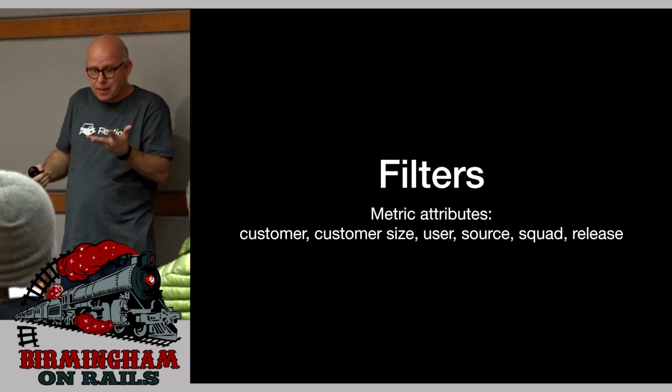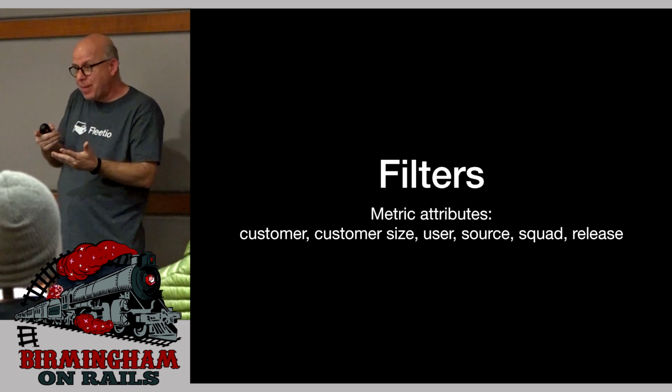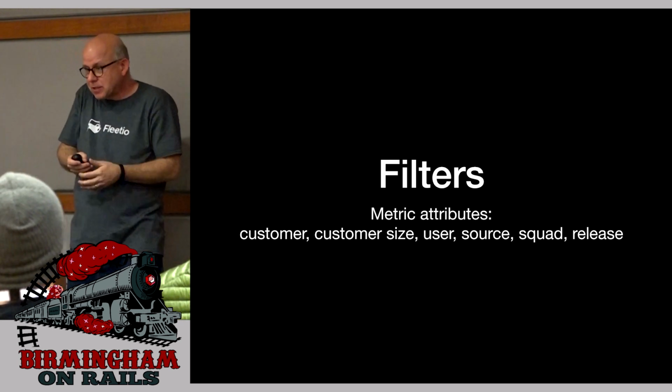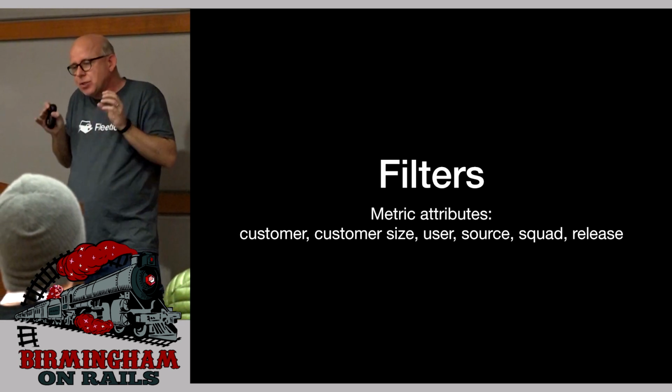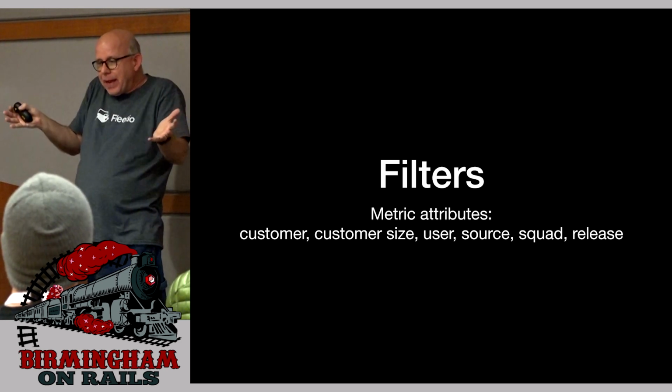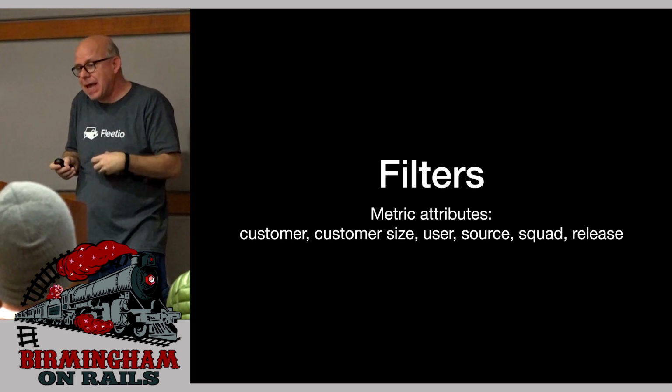Did it come from our users API, using our API? Did it come from our web app? Which squad is responsible for this? These allow us to then look at all the metrics in a way that makes sense to the business.